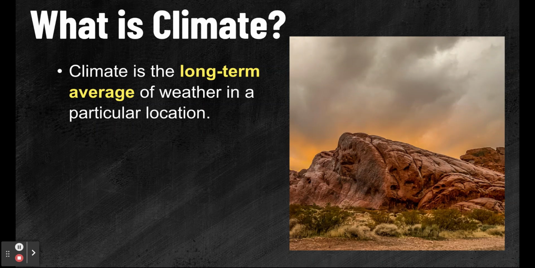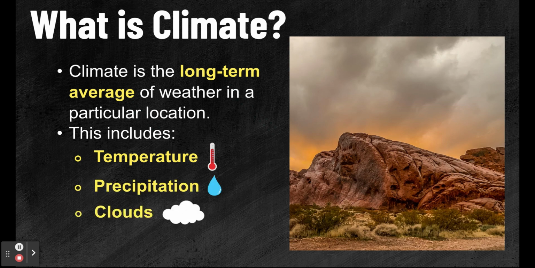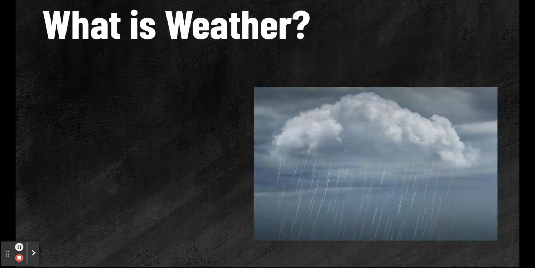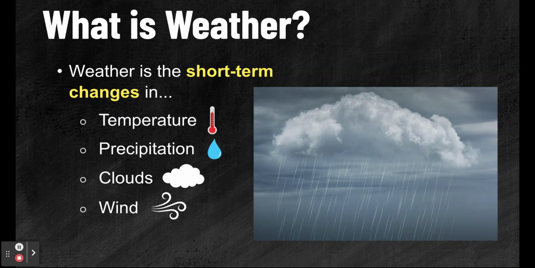Climate is the long term average of weather in a particular location. This would include the long term average of temperature, precipitation, clouds, and wind. Weather is just the short term changes in those same factors: temperature, precipitation, clouds, and wind.